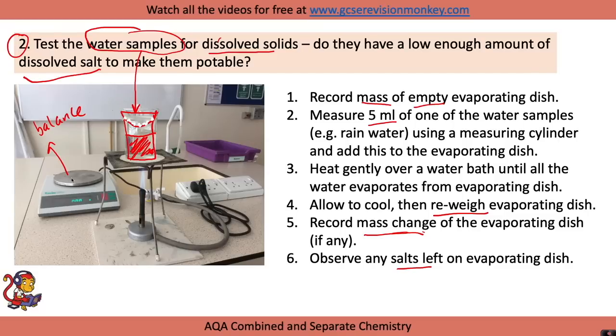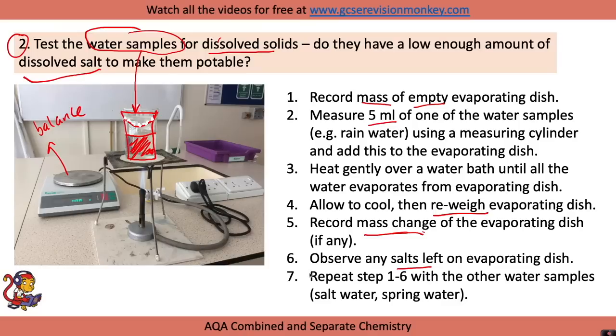So when you were to put that dish back on the balance and reweigh it, you'd expect it to be heavier because it now has salt on it. You would then repeat steps 1 to 6 with the other water samples, for example if we used salt water and spring water. So when you look at your results, just because one of the samples may have a low amount of dissolved solids, a low amount of dissolved salt in this case, it might not mean that it is still potable, even if it passes the pH test and the low amount of solids. You would have to make sure that it has a low enough amount of dissolved microbes.